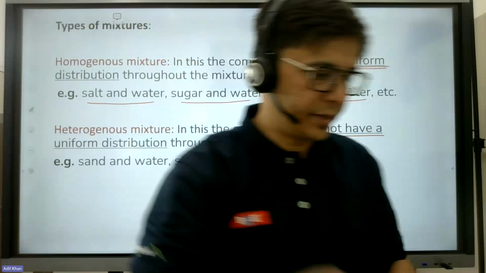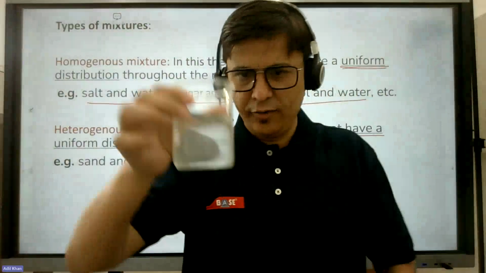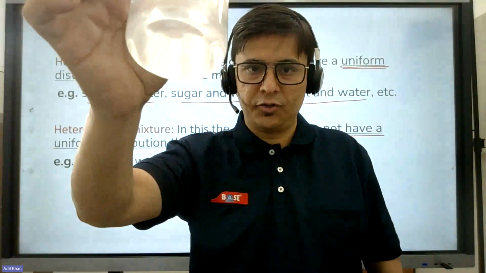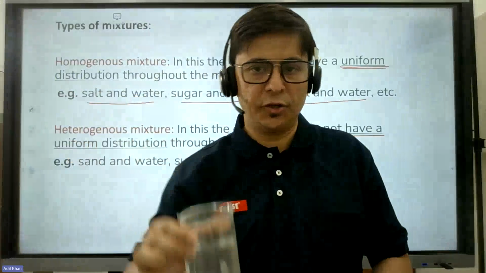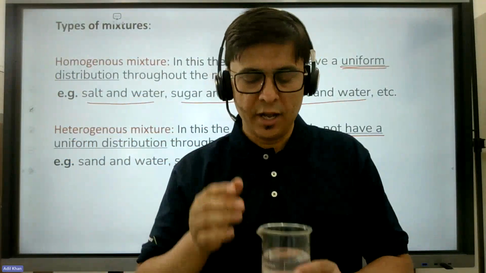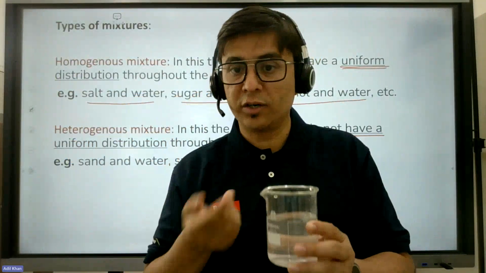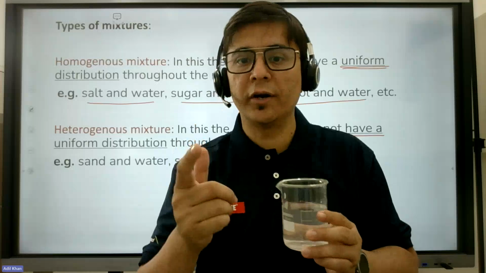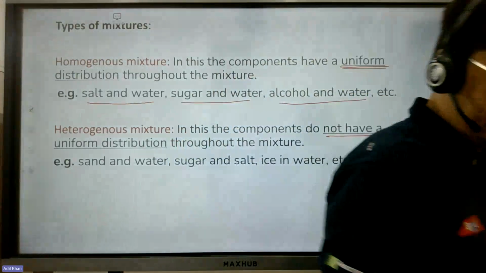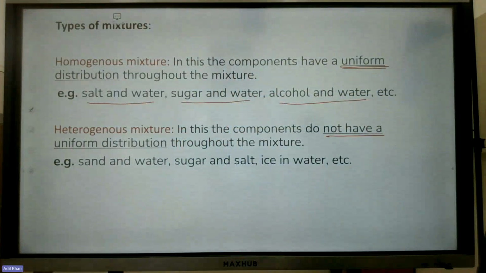A couple of rounds of mixing is done. Can you differentiate where is water and where is salt? You can't differentiate. It is uniform. Uniform distribution is there. You cannot differentiate between salt and water. So which type of mixture is this? Homo or hetero? Correct. It is your homogeneous mixture.